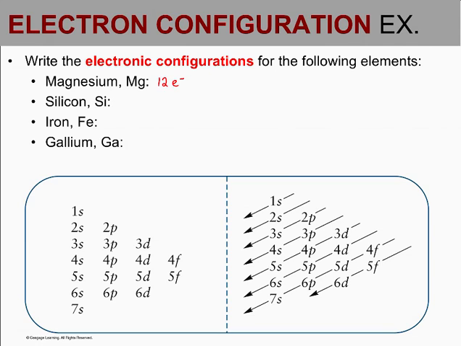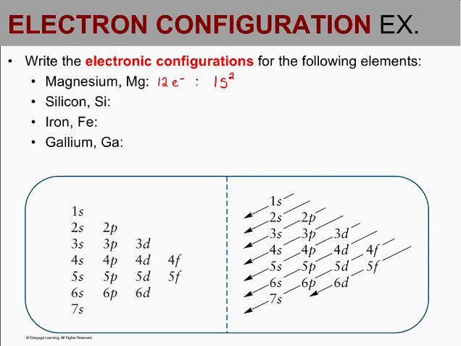Okay, so remember that we want to fill in the 1s orbital first. So we're going to start by writing 1s. And the 1s orbital can only contain 2 electrons. So we have 1s2.